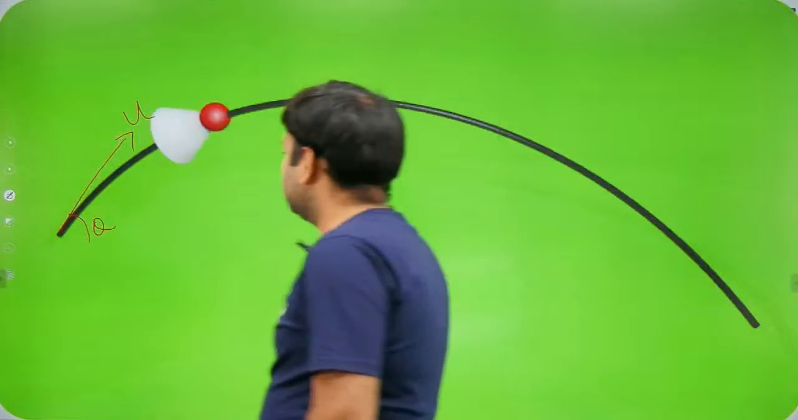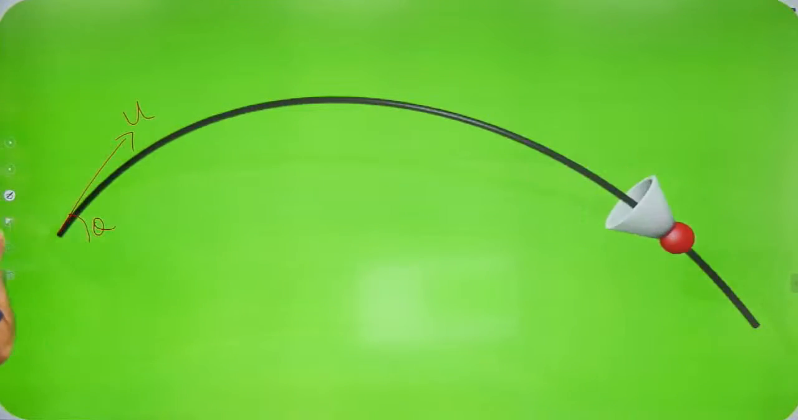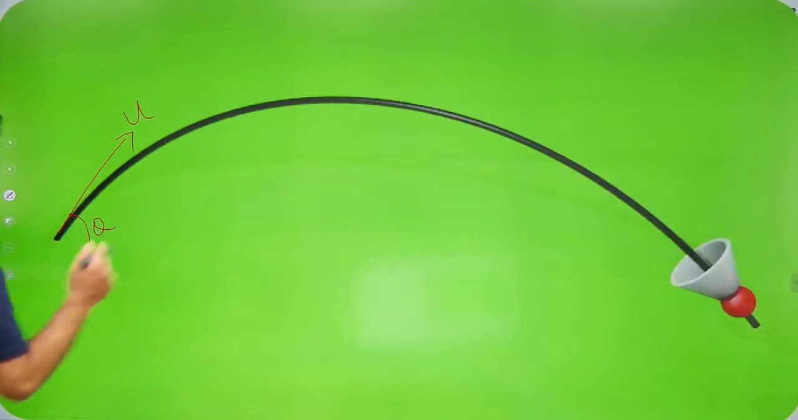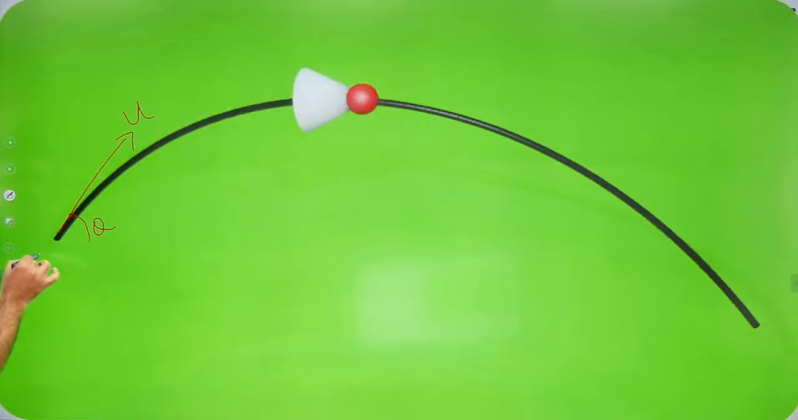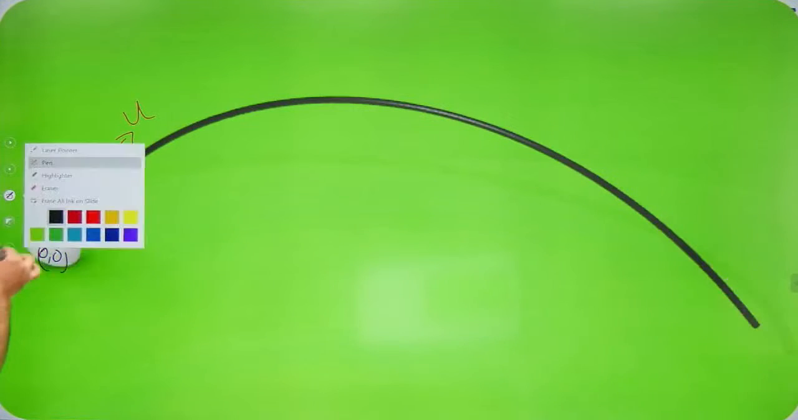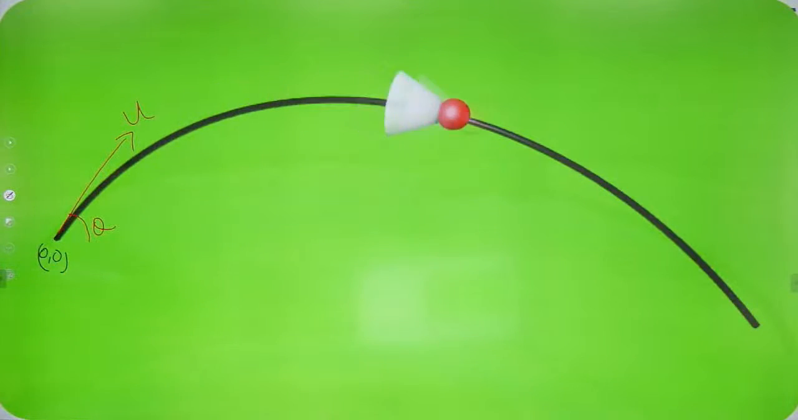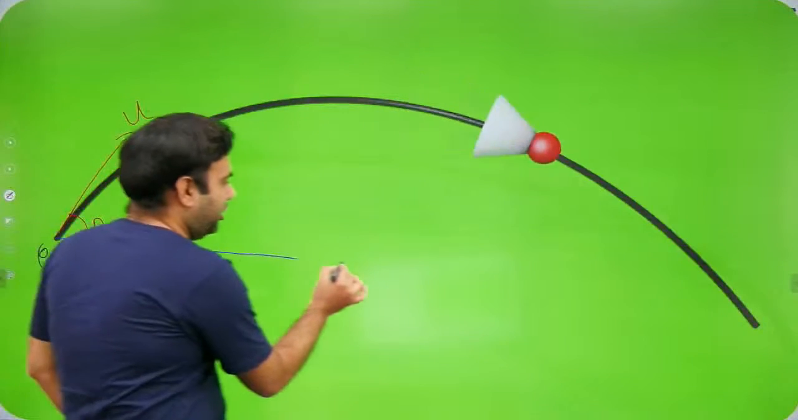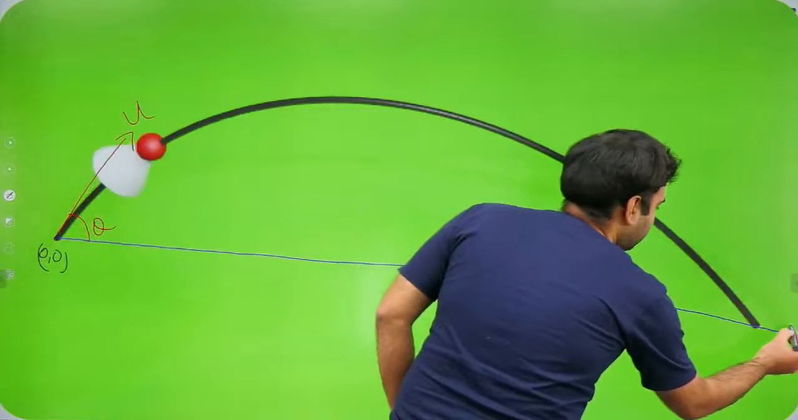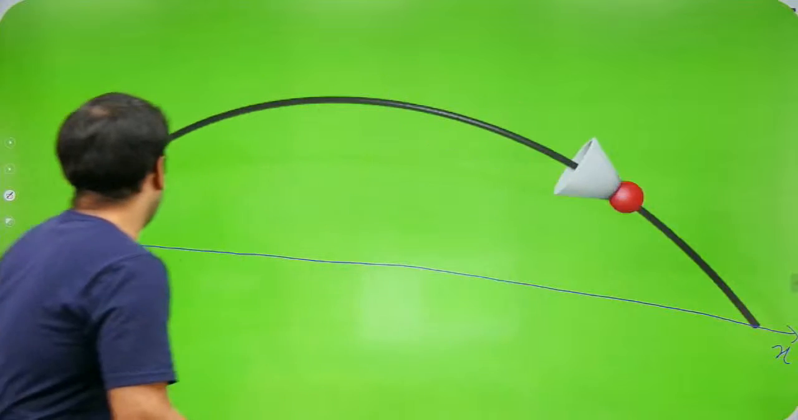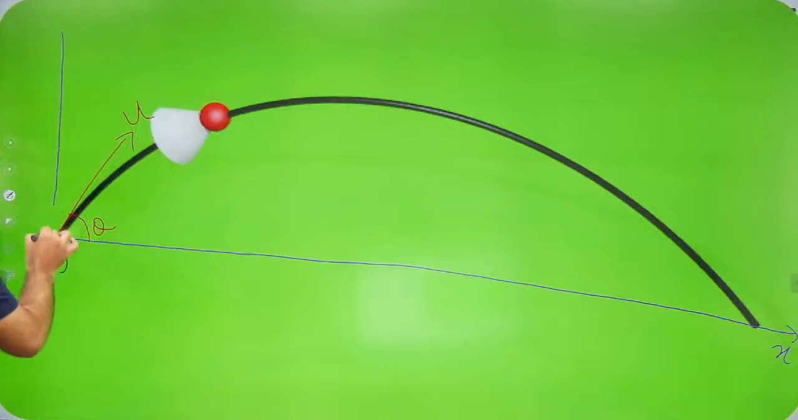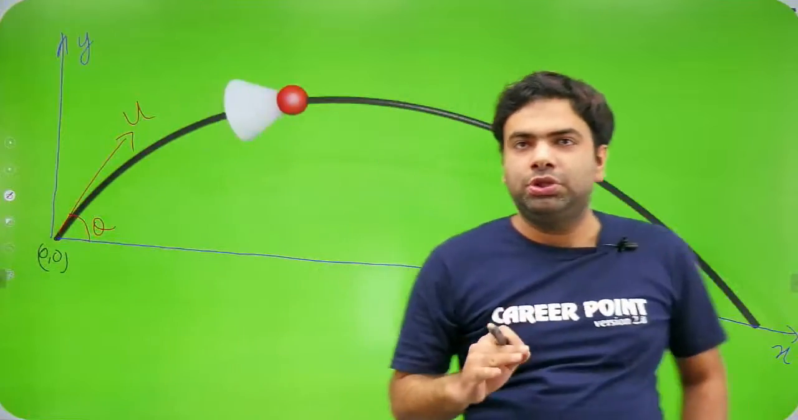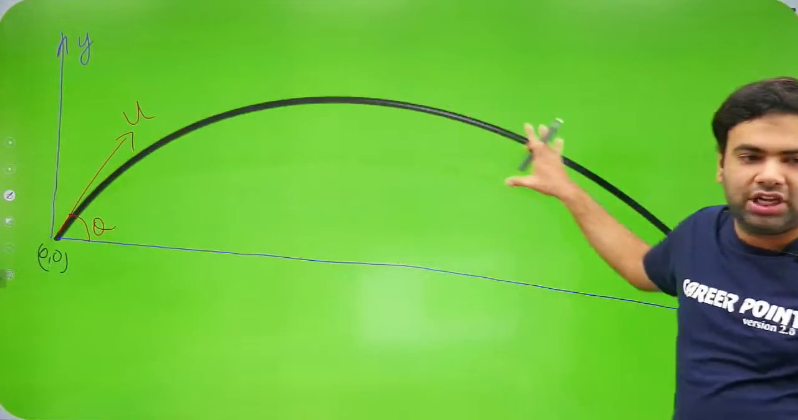This kind of motion is known as projectile motion. If I consider the position where I am throwing this as the origin, and I join the initial point and final point through a line, and consider this line as the x-axis and the perpendicular to it as the y-axis, it will be easy to do the calculation of this projectile motion.